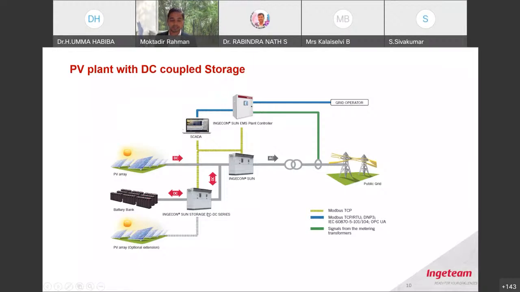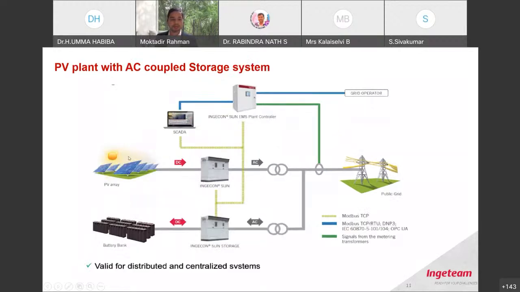The challenge is that you need to have a high PV sizing capacity to support the battery charging, and we don't know the actual cost if you go with this solution. Another one is a PV plant with the AC coupled solution. Here you have a PV plant, but instead of connecting to the DC side, the battery connects directly to the AC side. So there will be a transformer.